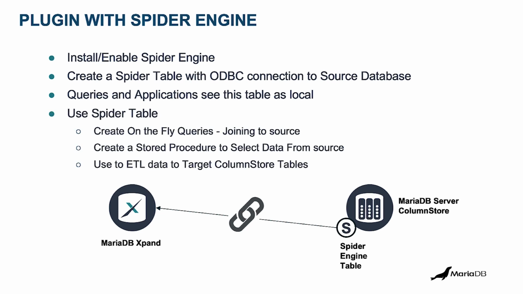So there are ways that you can use that Spider table now. You can create on-the-fly queries, joining that source table that we've made with Spider on local tables. You can create a stored procedure to select data from that source and maybe insert it into Columnstore. You can also use ETL to pull the data from your target, maybe run some updates or analyze it, and then insert that data into Columnstore. So just a few ideas of how this can be effective in your environment.